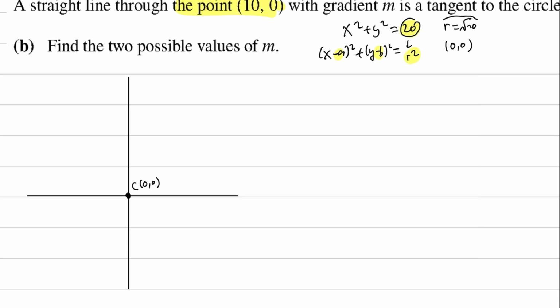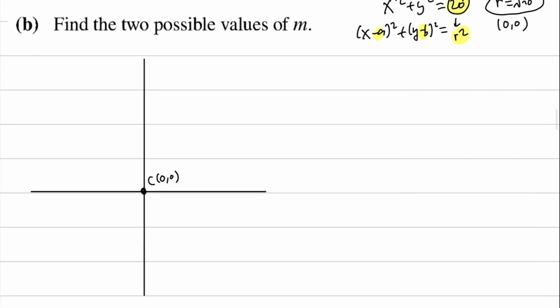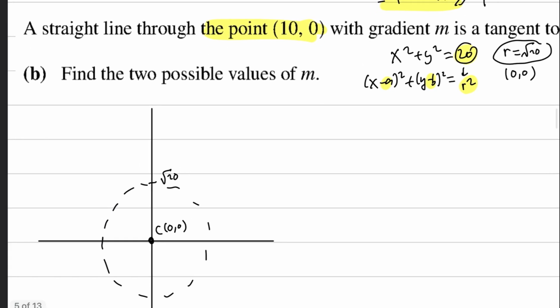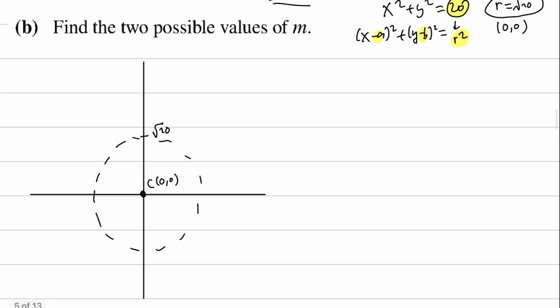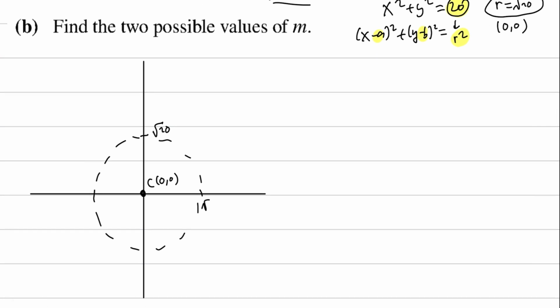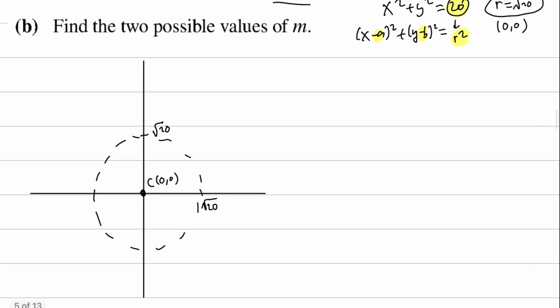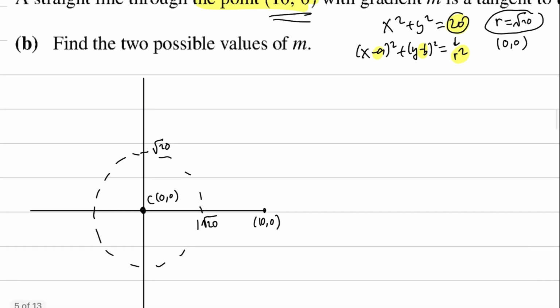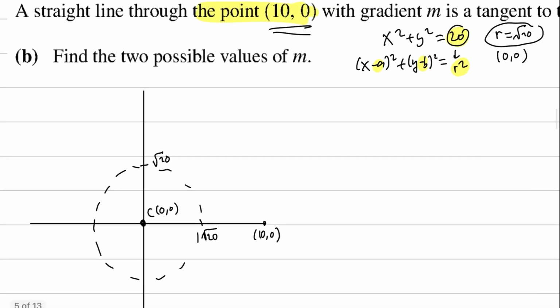And the radius is square root of 20. So let's say square root of 20 is here. So this is our circle. But this coordinate is 10, 0. Square root of 20 is also here because that is the radius. But 10 is much bigger than square root of 20. So 10 is around here. 10, 0. So that means our point lies outside the circle.